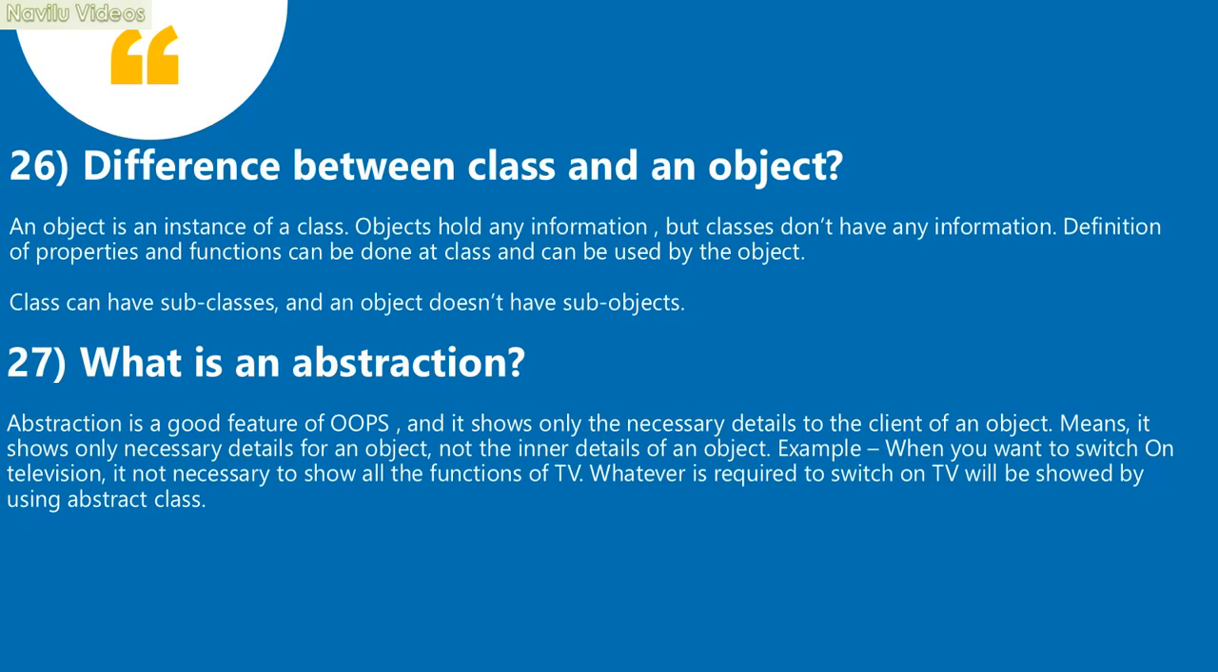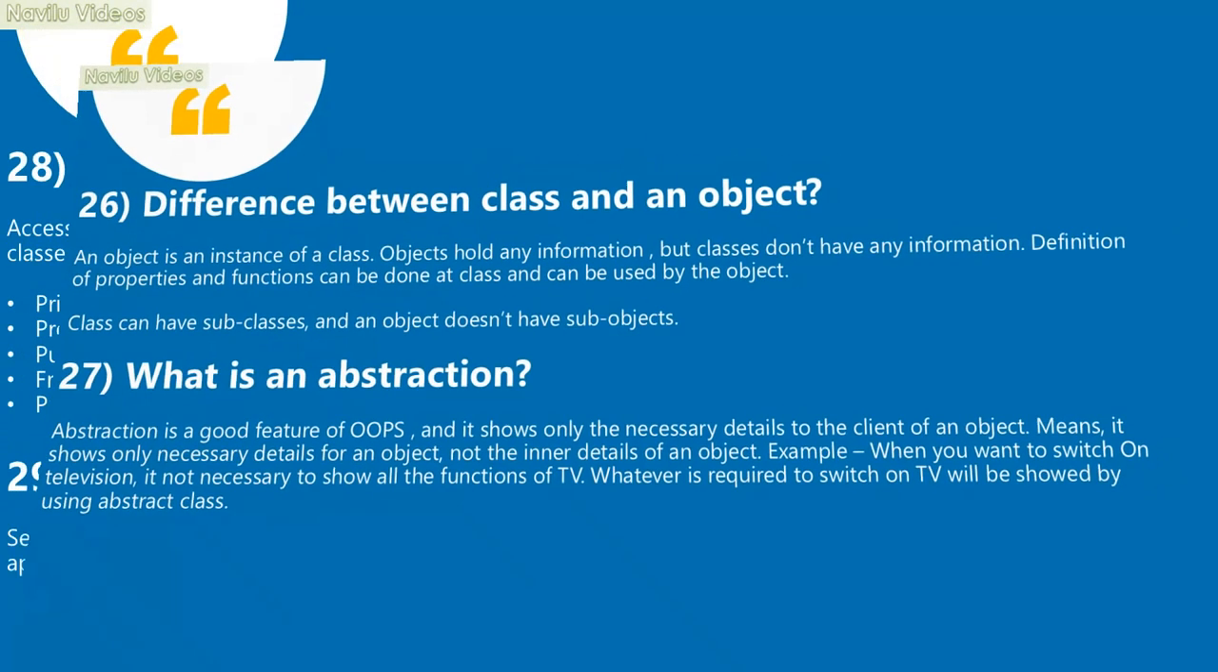27. What is abstraction? Abstraction is a good feature of OOPS, and it shows only the necessary details to the client of an object. Meaning, it shows only necessary details for an object, not the inner details of an object. Example: when you want to switch on a television, it is not necessary to show all the functions of the TV. Whatever is required to switch on the TV will be shown.